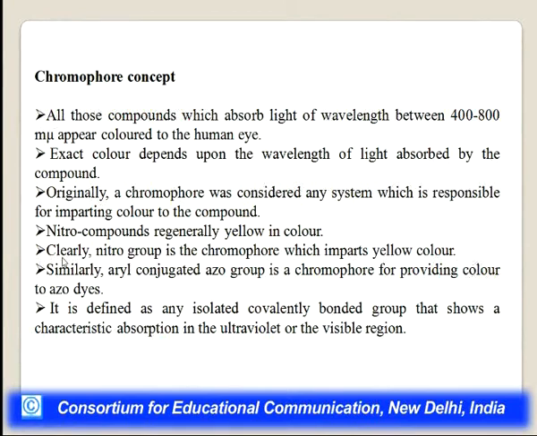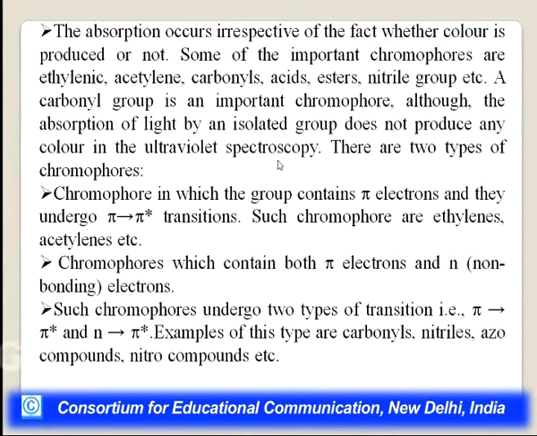For example, nitro compounds generally look yellow in color, and the nitro group is the chromophore which imparts yellow color to the organic compound. Similarly, the aryl conjugated azo group is a chromophore providing color to azo dyes. We have studied azo dyes. In advance, a chromophore is defined as any isolated covalently bonded group that shows a characteristic absorption in the ultraviolet or visible region of the electromagnetic radiation.